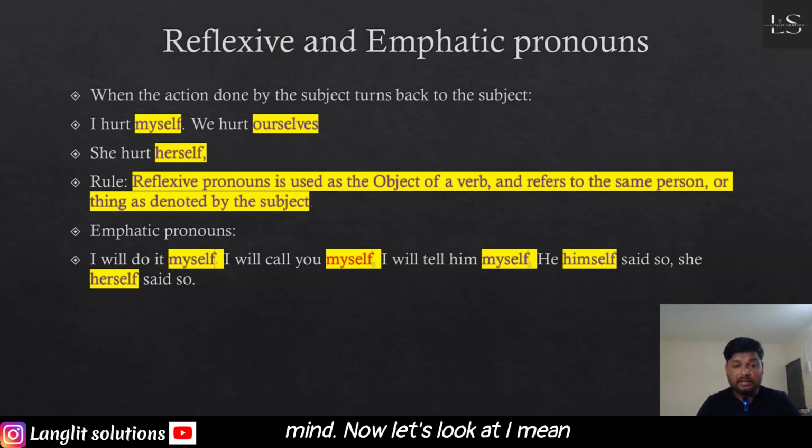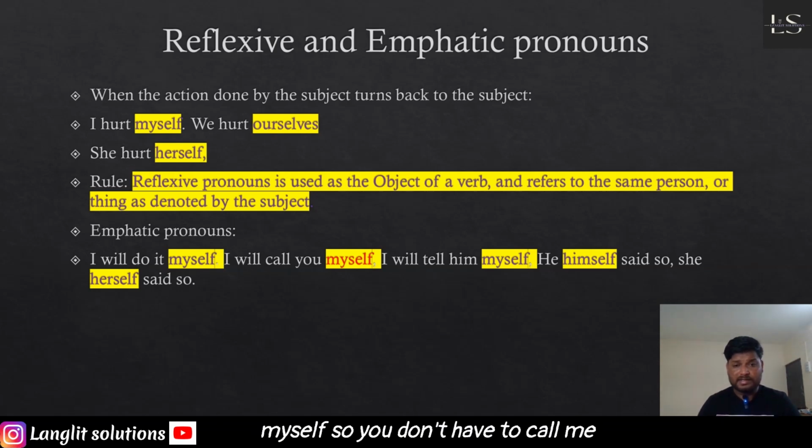Now let's look at the emphatic pronoun. The word itself says emphatic, so it refers to emphasizing something. When you are stressing something, when you want to highlight a point, you will be using emphatic pronouns. For example, I'll do it myself. Please nobody should go and do that work, because I will be doing that work myself. I don't need anybody's help for that. So I'm just stressing the fact that I will be doing that work myself.